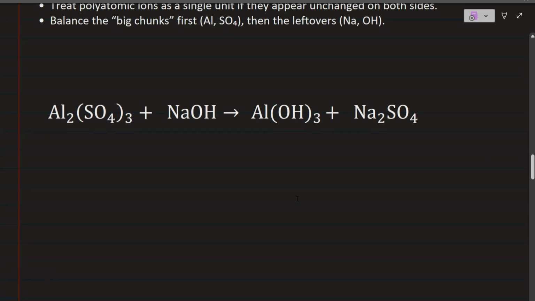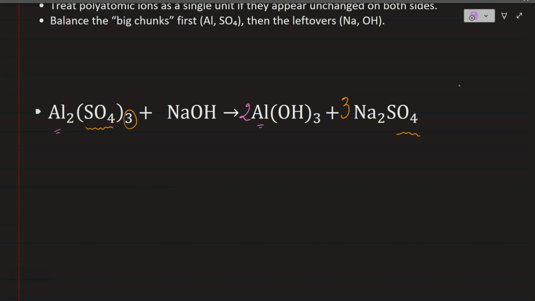First thing, how many SO4 do we have? Well, we have 3 in here. On the right-hand side, we only have 1. So we're going to multiply the sodium sulfate by 3. That's the coefficient in front. That's the first thing we're going to do. Next, we're going to deal with aluminum. In here, we have 2 aluminum, but we have 1 aluminum there. So we have to multiply this by 2. Now we have 2 aluminum on the right-hand side and 2 aluminum on the left-hand side. The aluminums are balanced. Fantastic.